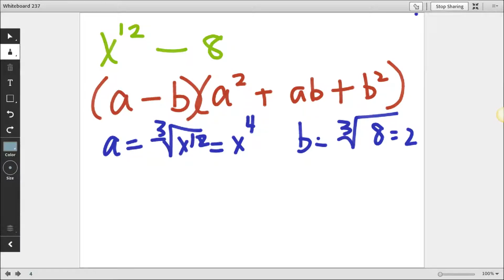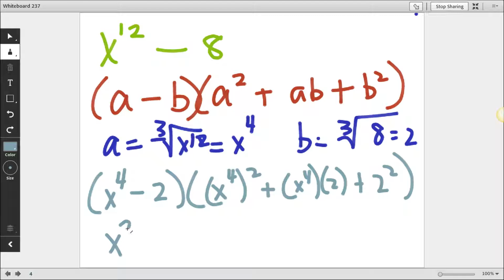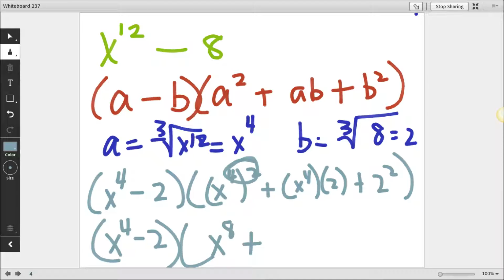And so now we're going to fill into the pattern. A is x to the 4th minus B, which is 2. And then we've got A squared, so we've got x to the 4th squared plus x to the 4th times 2 plus 2 squared. And then we're going to simplify it. And that's going to be x to the 4th minus 2. And then x to the 4th squared, multiply those exponents. That's going to be x to the 8th plus 2x to the 4th plus 2 squared, which is 4. And that's factored.